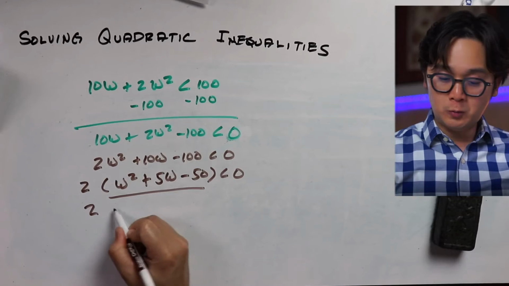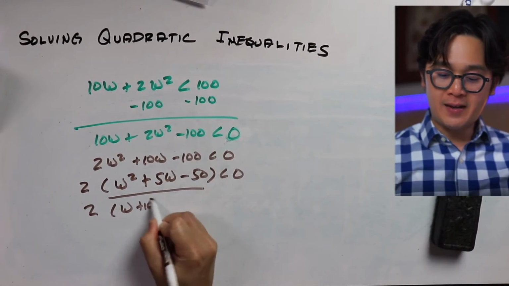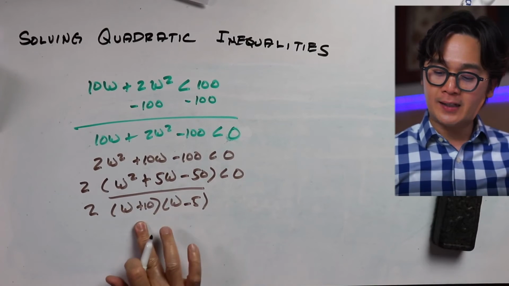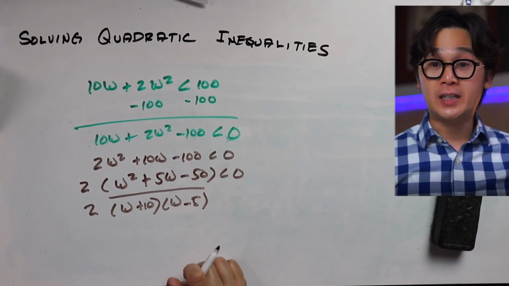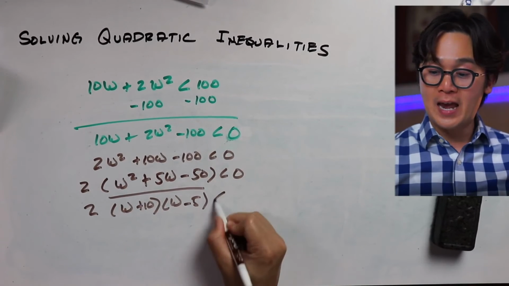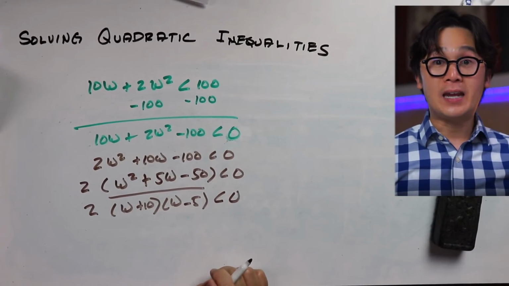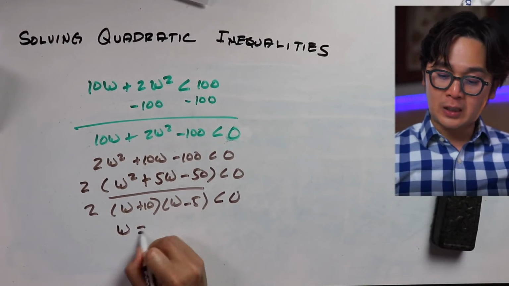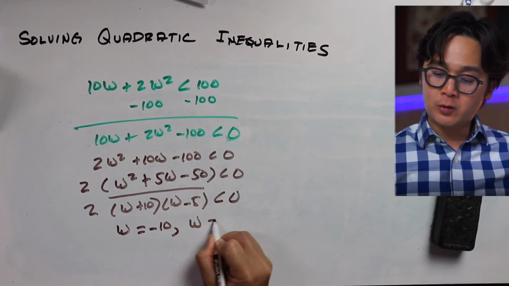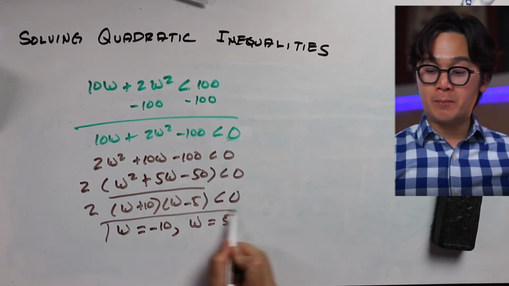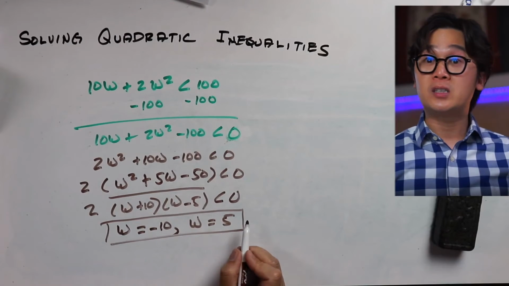So 2 times W plus 10 times W minus 5, because 10 times negative 5 is negative 50, and 10 minus 5 is positive 5. So now we have our inequality, and now we have our critical points, which will be at W equals negative 10 and W equals positive 5. So these will be our critical numbers, which we're going to be using in our sign chart.